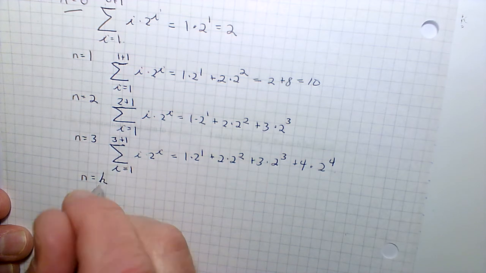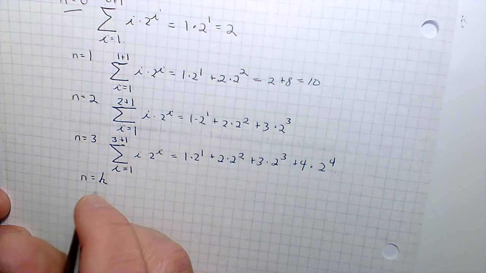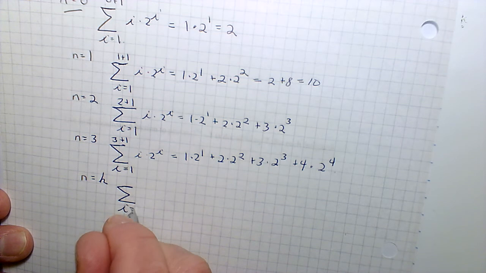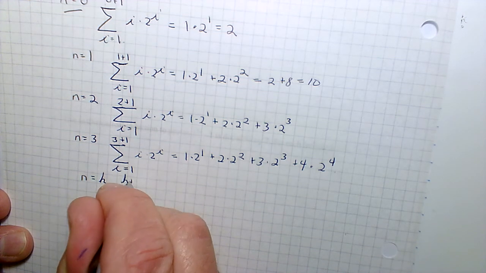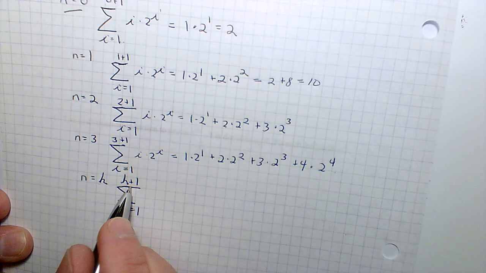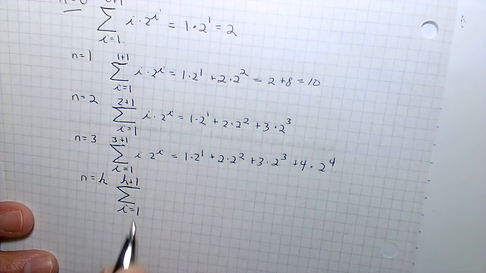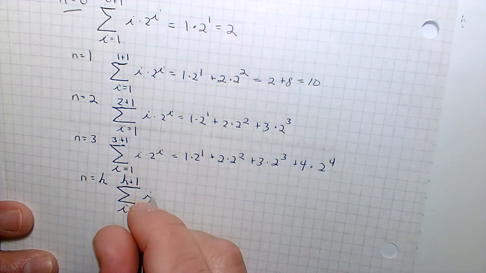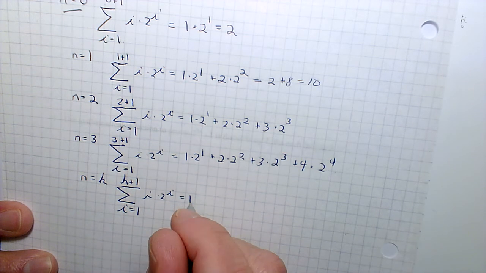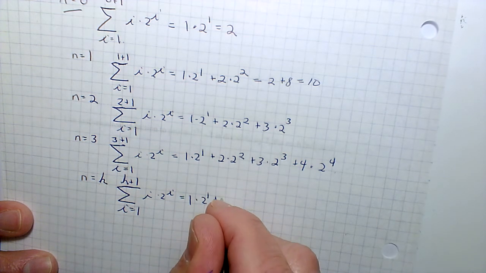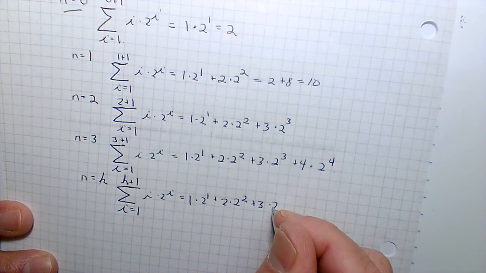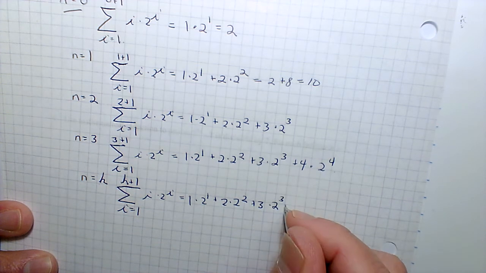Suppose n is equal to k, something we're going to have to deal with in our assumption. Then we're going to be doing a summation that starts at 1 and goes to k plus 1. You notice when this is k, the last term is going to end with a k plus 1. If we expand this, it's going to expand the same way we've been doing all along. 1 times 2 to the first, plus 2 times 2 squared, plus 3 times 2 to the third.